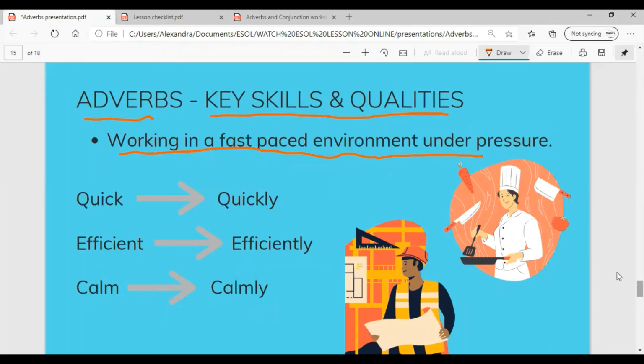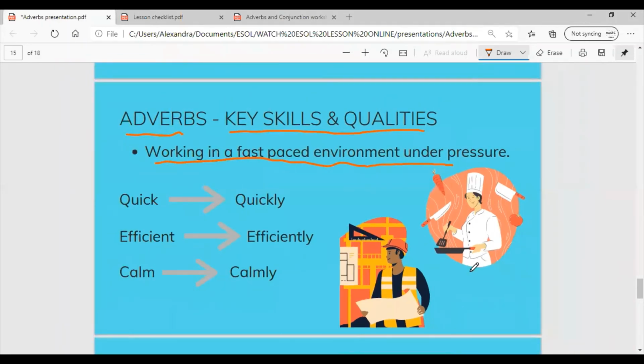It's a really good key skill to be able to say that you are good at working in fast-paced environments under pressure. So if we look here, we've got a chef or a builder. You might be working under particular time constraints. So you would be working in this sort of environment. The same could go if you're working in retail or customer service. You have to be doing something very quickly and you may not have a lot of time to do it.